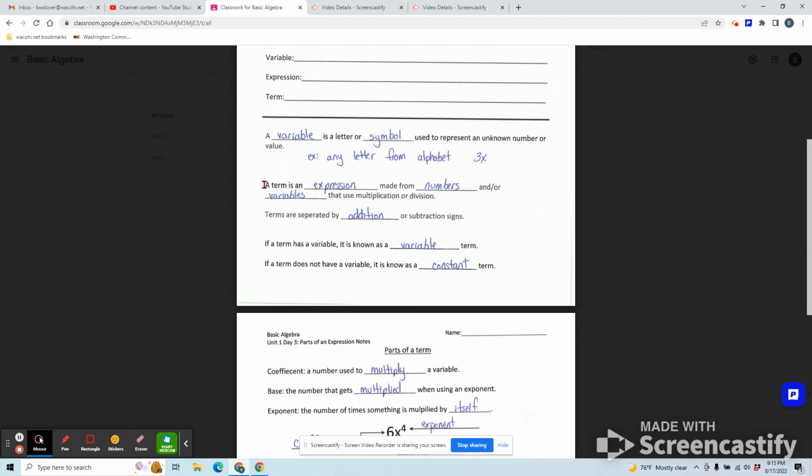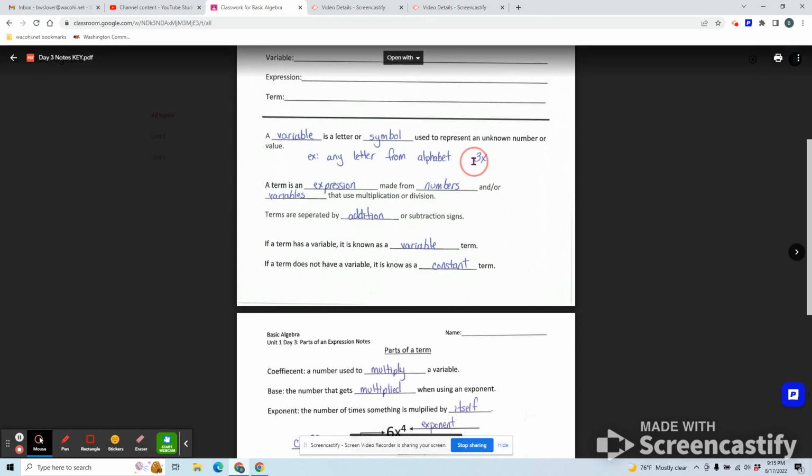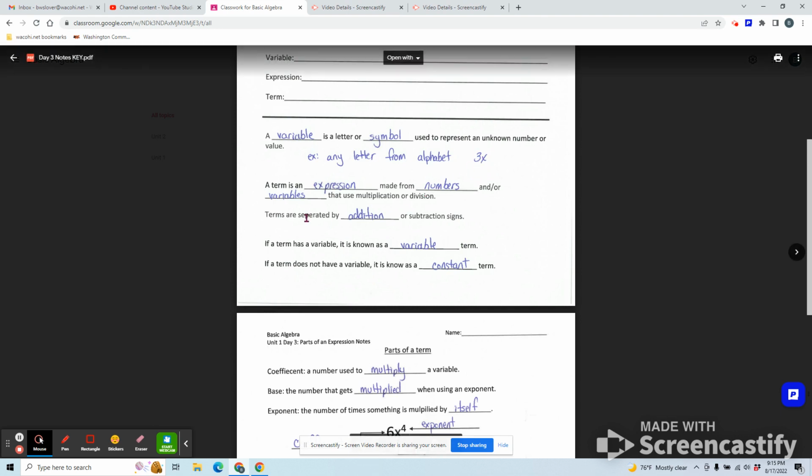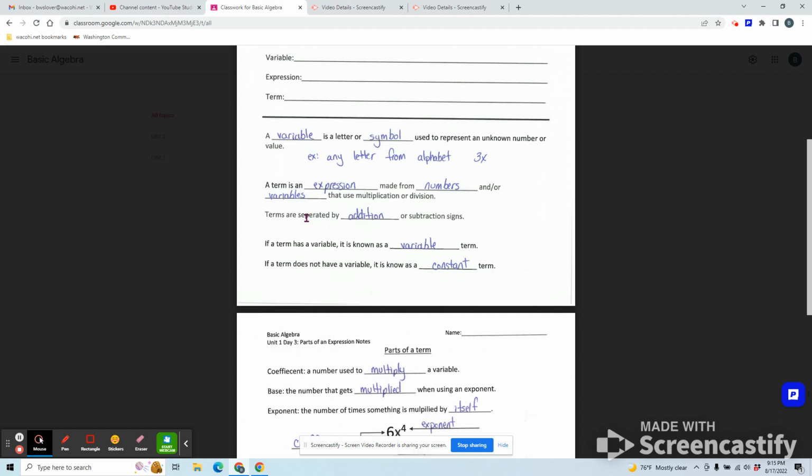From there, we have a term. So a term is an expression made from numbers and or variables that use multiplication or division. Just like this, 3x is a term. Terms are separated by addition or subtraction signs. Could have 4x minus 1. Okay, so then I have two terms in there because I have a subtraction sign.